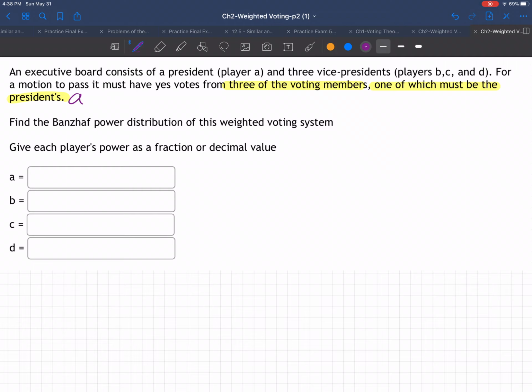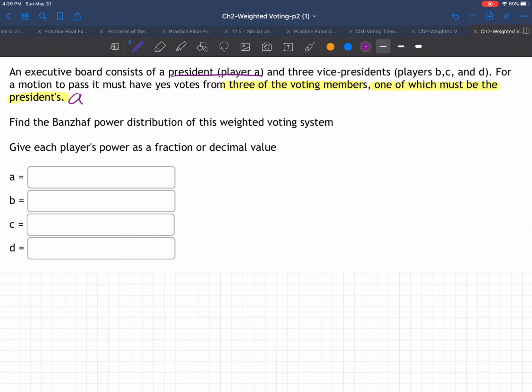Because A is the president right up here. So you got to have A and 2 others, in other words. A and 2 others passes something. Okay, so we want to find the Banzhaf power distribution. So they want the whole thing. They want the final fractions, like what portion of the power.